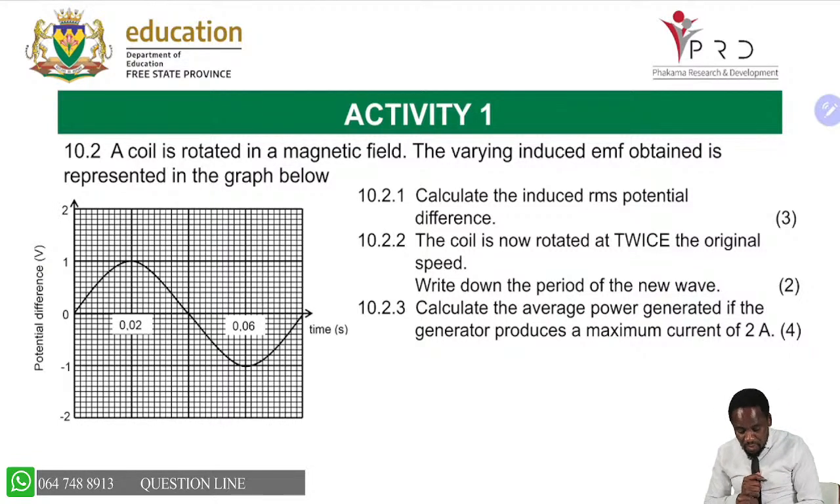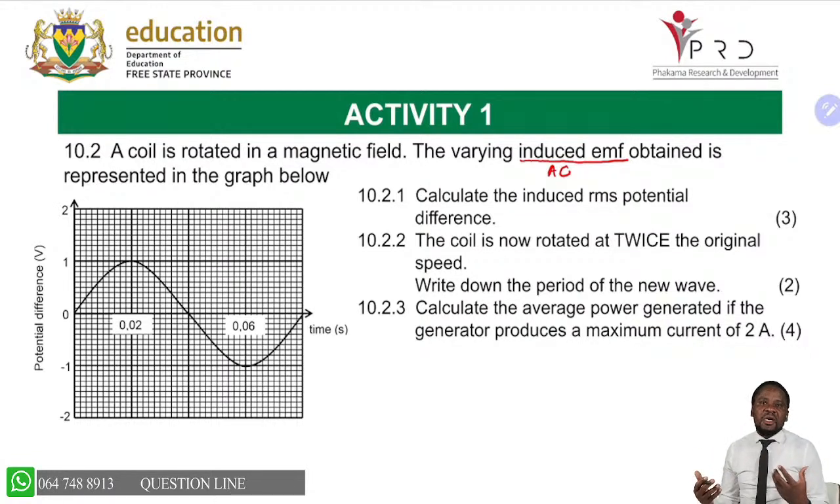So the next question is based on a coil that is rotated in a magnetic field. The varying induced EMF, the moment it says induced EMF, obviously think of it in terms of an AC generator, right? It is obtained in the graph as shown below. I'm going to give you 5 minutes to attempt these 3 calculation questions, because these are the typical questions that you must get all the marks for, if not most of them, right? So I'll give you 5 minutes starting from now.